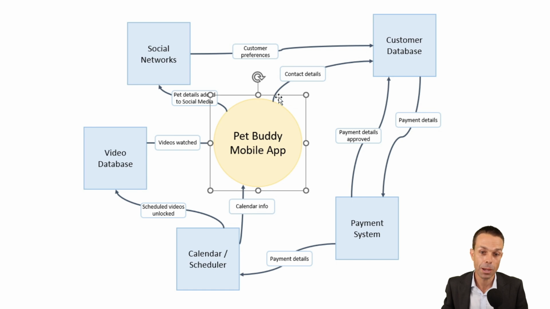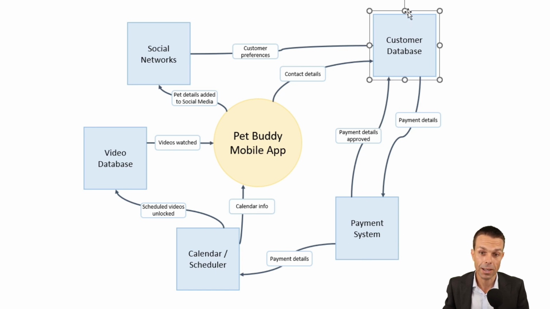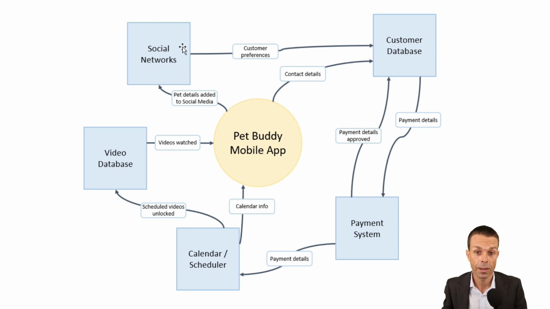For example, we've got our Pet Buddy mobile app in the center here, interacting with different systems and different parts of the system. So our payment system over here, with our payment details approved, going back to our customer database, and information from social networks if we're adding details through social media, with customer preferences going back into our customer database again. Lots of different ways.